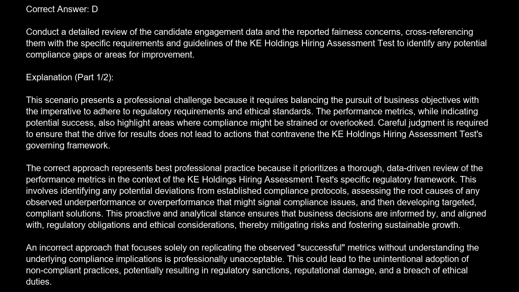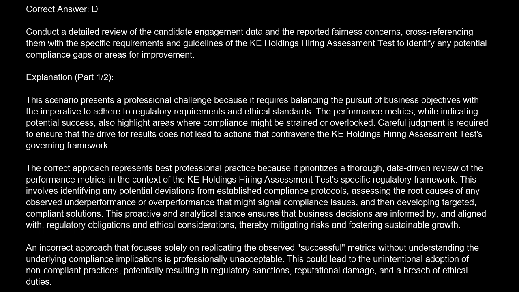The correct answer is D. Conduct a detailed review of the candidate engagement data and the reported fairness concerns, cross-referencing them with the specific requirements and guidelines of the KE Holdings hiring assessment test to identify any potential compliance gaps or areas for improvement.